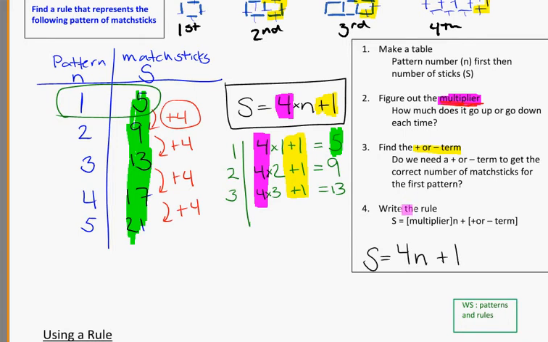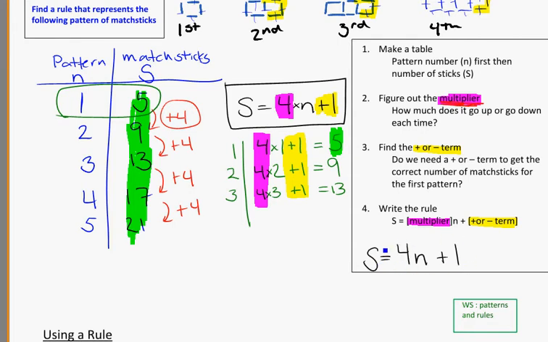So you can see I've written it out here as a generic. The S in this case, the number of sticks, times the multiplier, and then plus your plus or minus term, in this case a plus 1. So that rule will describe for us, if we ever want to know, how many matchsticks we would need for any pattern. So it gives us a relationship between the number of sticks needed for any number of patterns that we build.